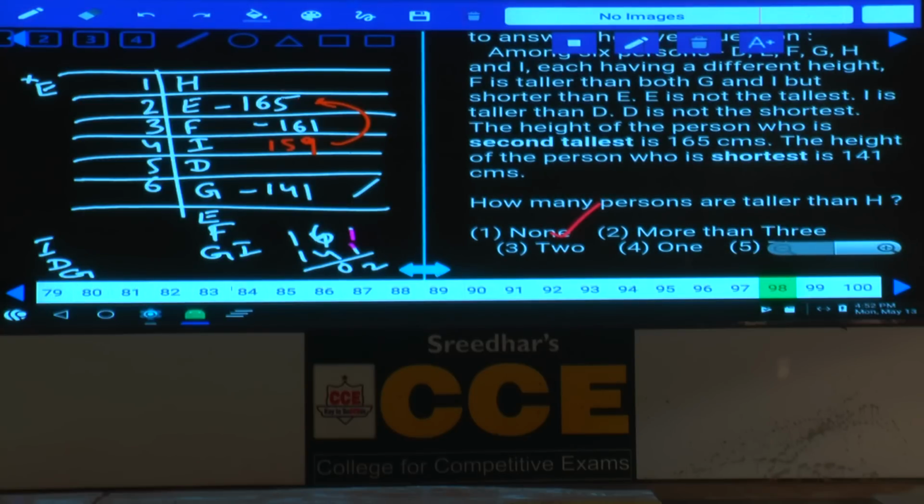Then question number 98, how many persons are taller than H? There is no person who is taller than H. All the remaining persons are shorter than him. None, that is choice 1, answer 98.